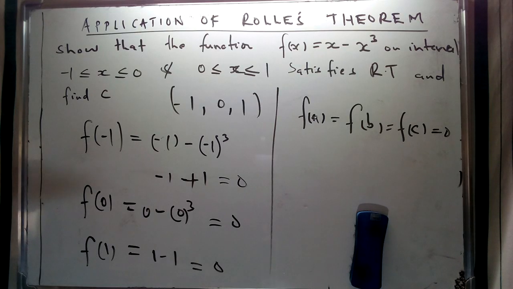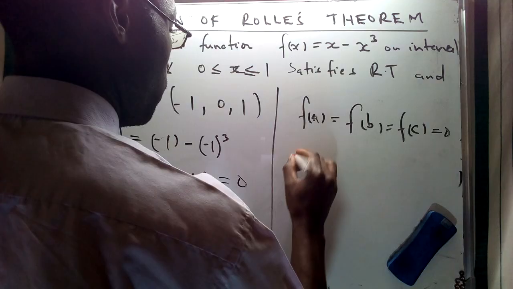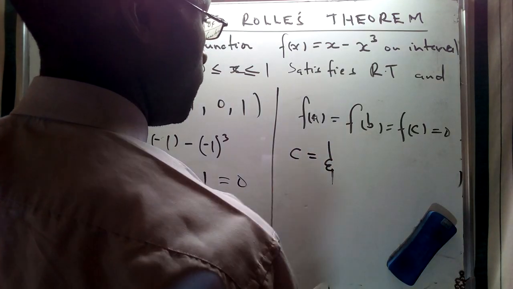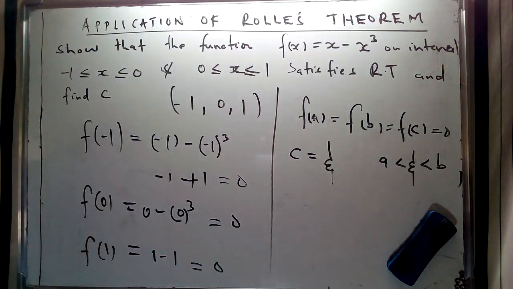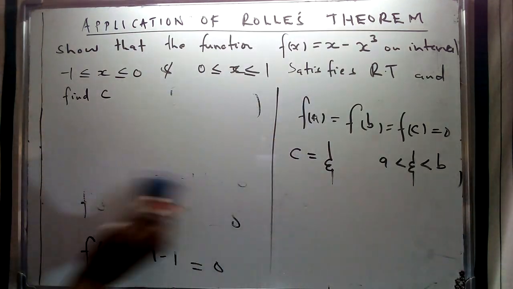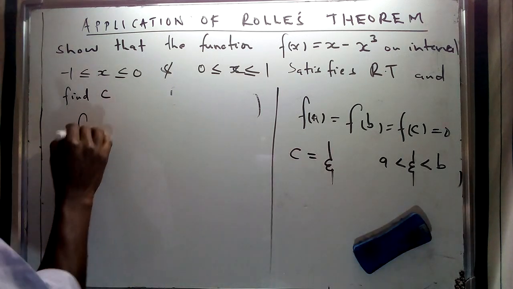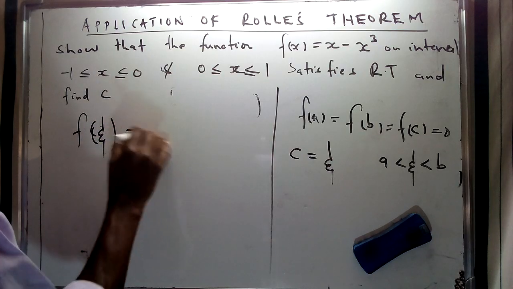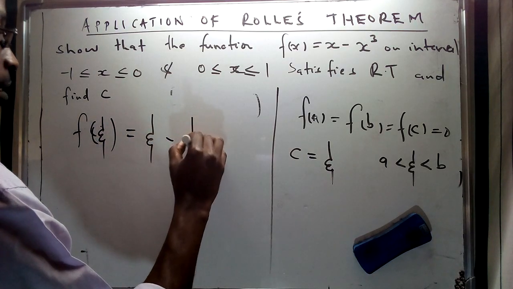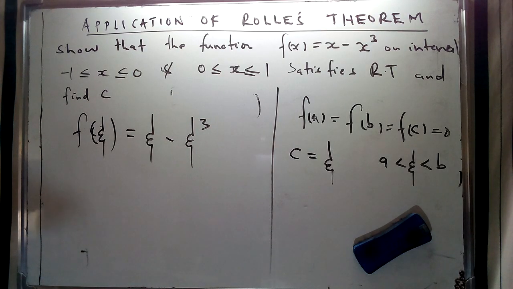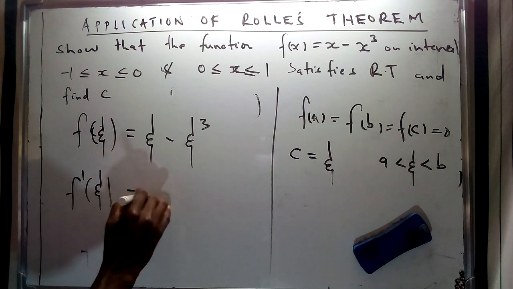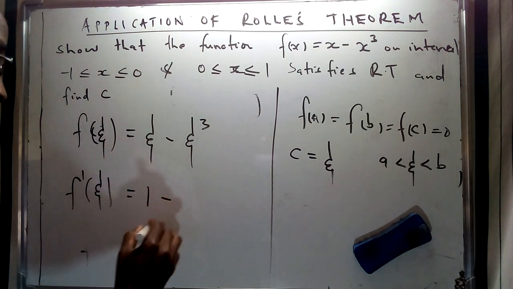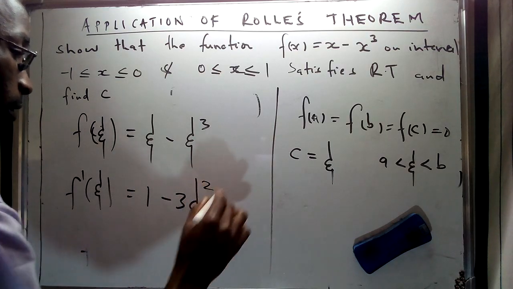So to find the value of c, we're going to assume that c is equivalent to a specific value that ranges between a and b, which is an interior part of this interval. We do a direct substitution and come up with an equation, x minus the cube of x. And to see whether it obeys Rolle's theorem, we find the first derivative of this function, which is 1 minus 3 times the square of x.